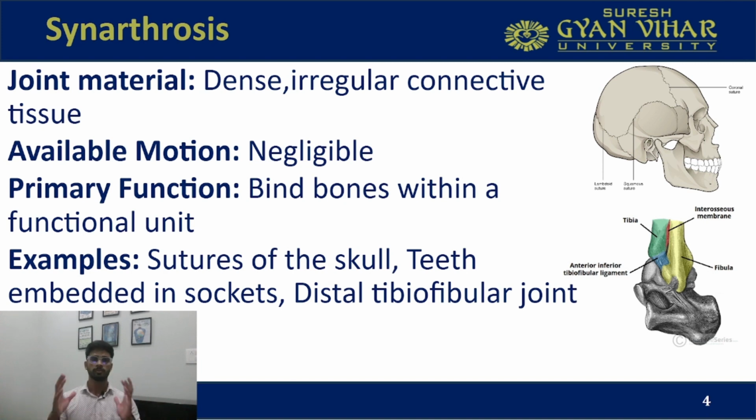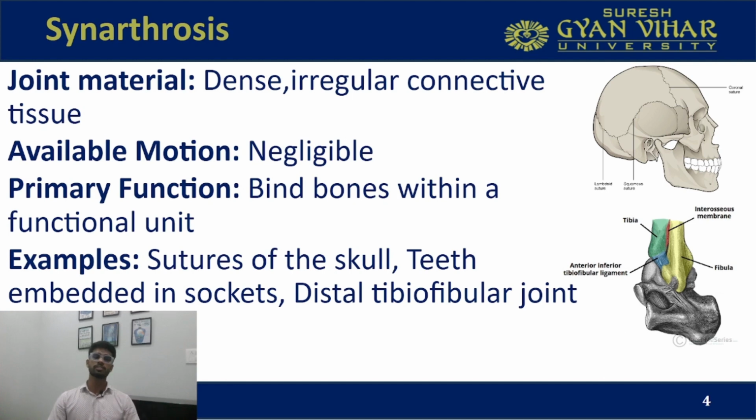But for now, make sure you remember that synarthrosis is a joint which is made up of dense irregular connective tissue. Range of motion here is negligible. There is negligible range of motion available at the synarthrosis joint, and the primary function of this joint is to bind the bone. It functions as a cement. So you use cement to join two bricks. In the same way, our body uses this type of joint, which is the synarthrosis joint, to combine two bones. So it is used to bind the bones within a functional unit so that the bones combine and function as a single unit in our body.